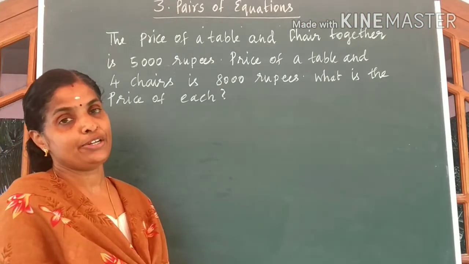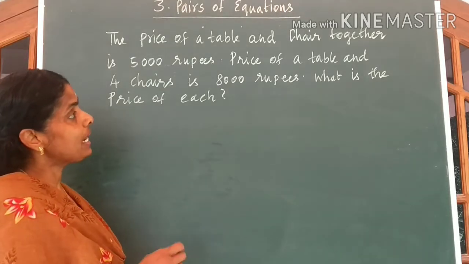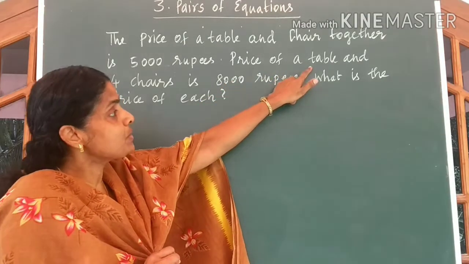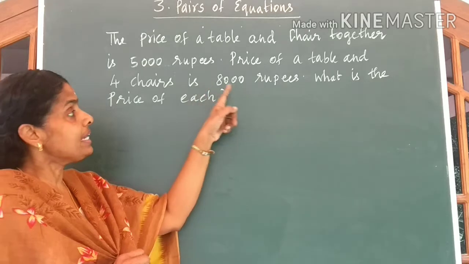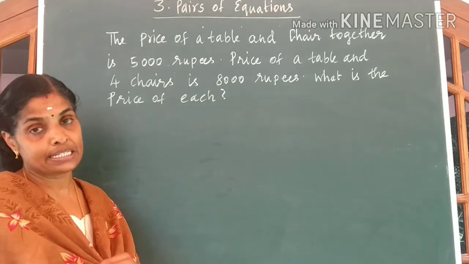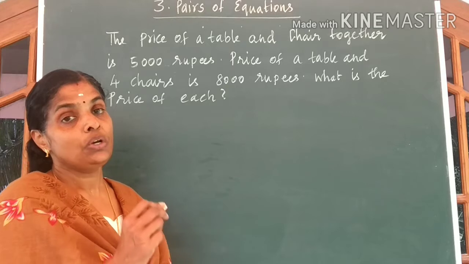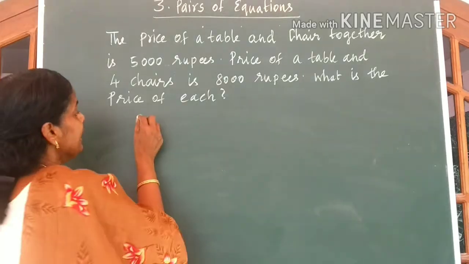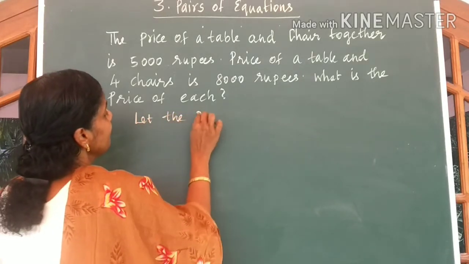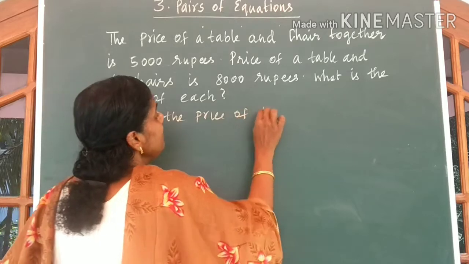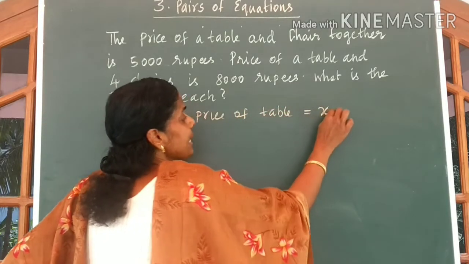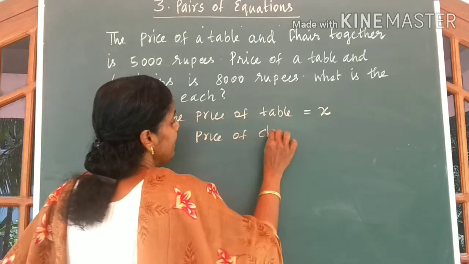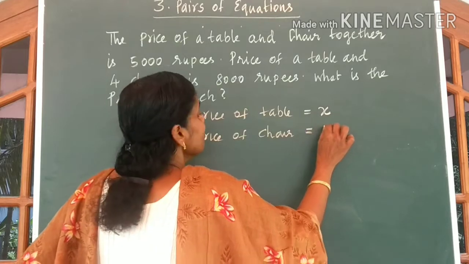Look at the second question in your textbook. Price of a table and chair together is 5,000 rupees and price of a table and 4 chairs is 8,000 rupees. What is the price of each? Here again, let us frame two equations using two variables and then solve it. Let the price of table be equal to x. Similarly, let the price of chair be equal to y.